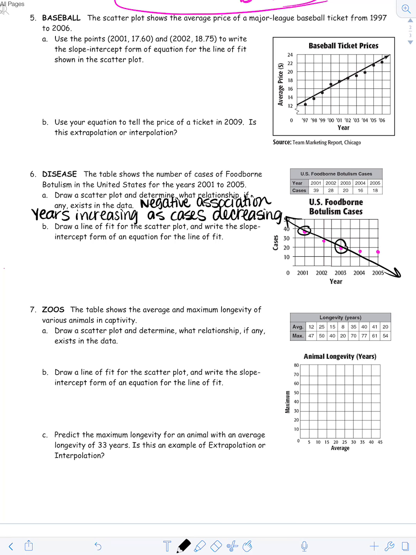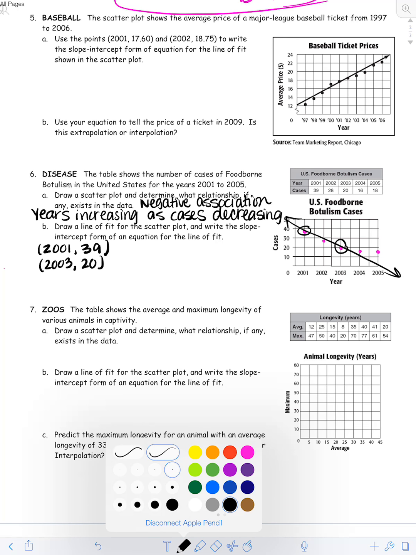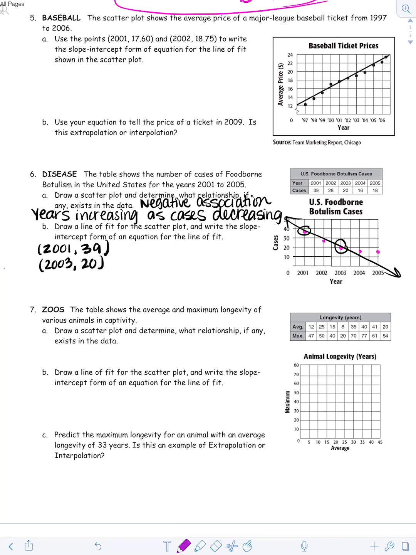Okay, so now back to my line of best fit. I'm picking the 2001, 39 and my 2003, 20. Those points are on or close to my line. Okay, so I can go and find the change in those. So let's see, we're going down 19. We're going up 2, negative 19 over 2.